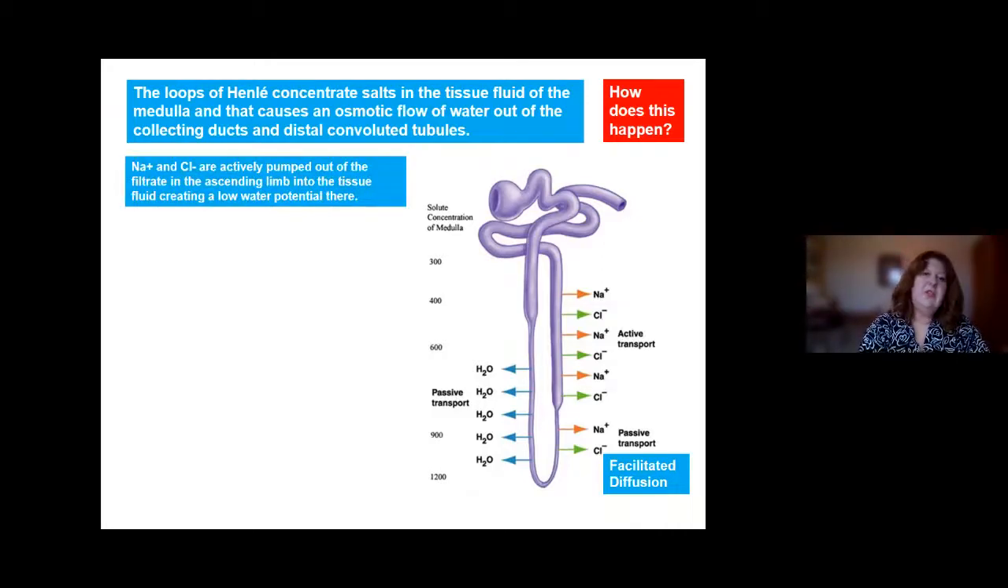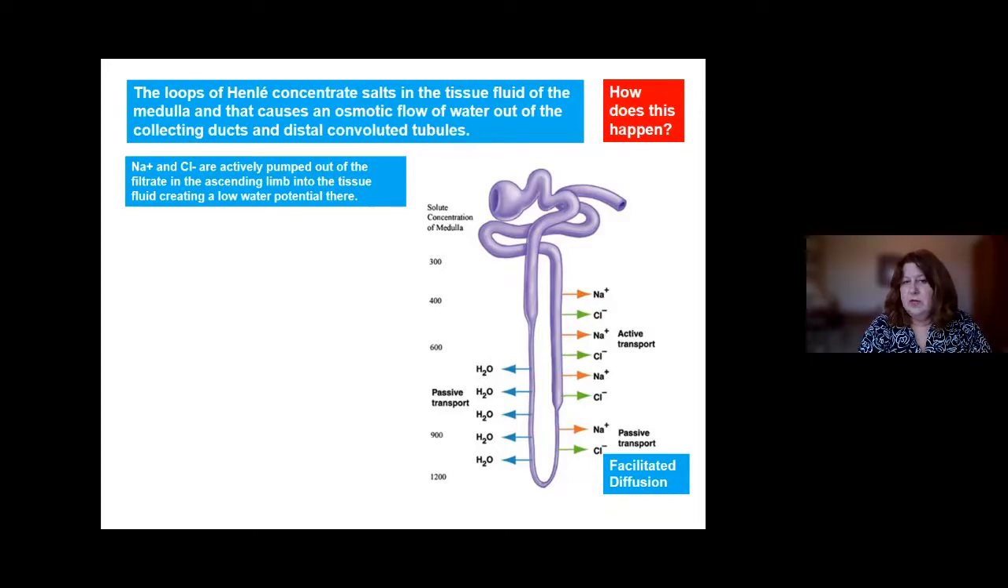So the job of these loops, and don't forget there'll be millions of those in the kidney, is to concentrate salts in the tissue fluid so that there's an osmotic flow of water out of places like the distal convoluted tubules and the collecting ducts into that medulla, and from there potentially into the vasa recta to be taken back to the rest of the body. So a few things here that you need to remember for any question that you're given.